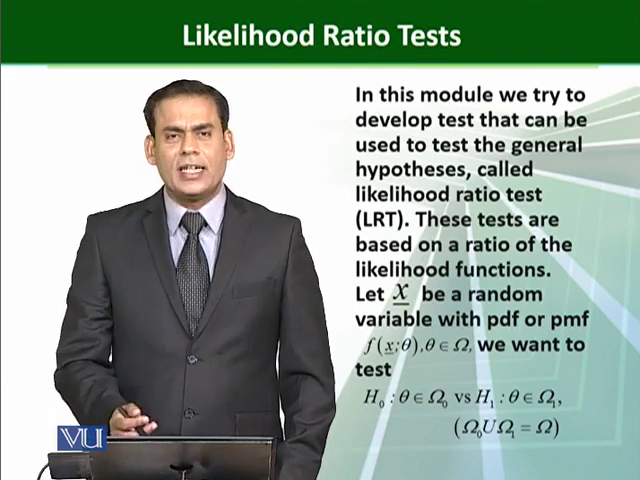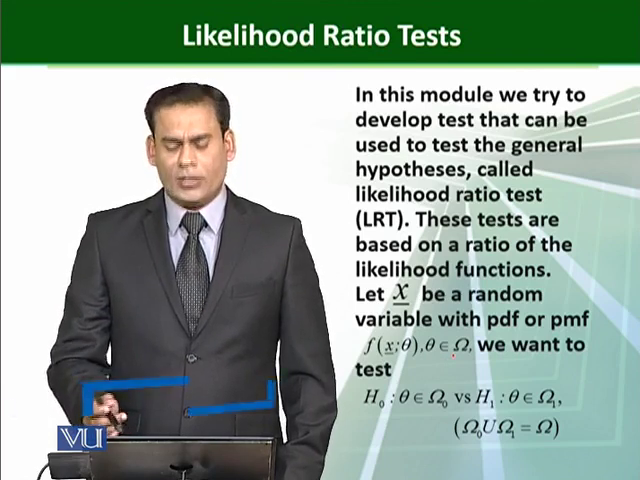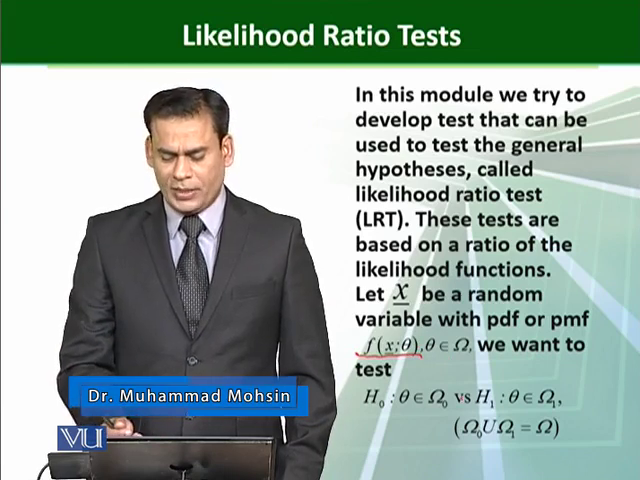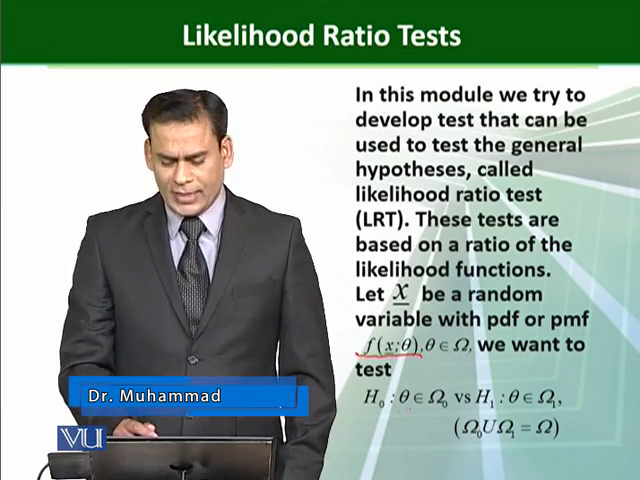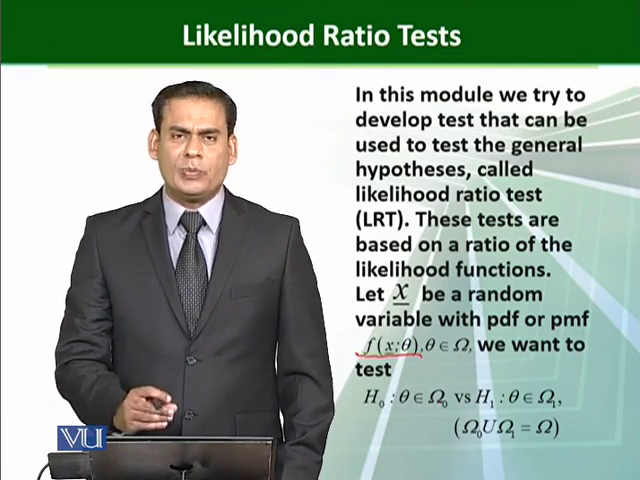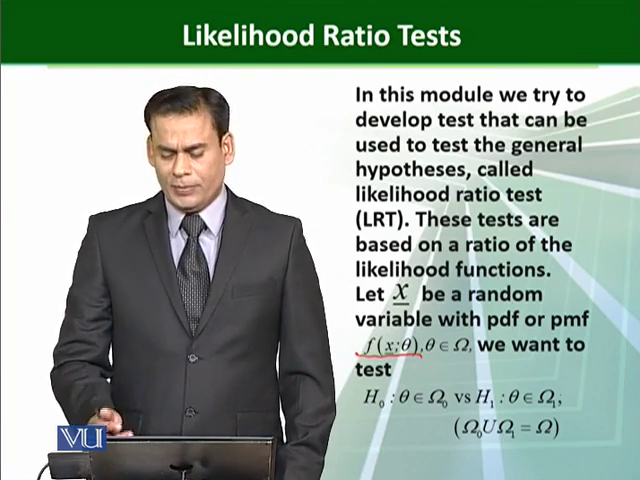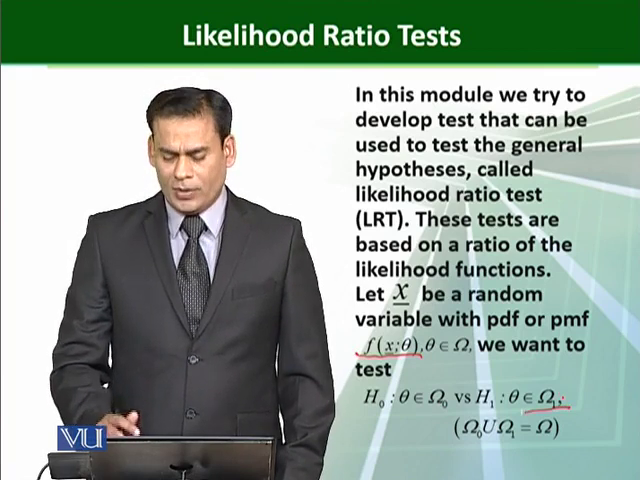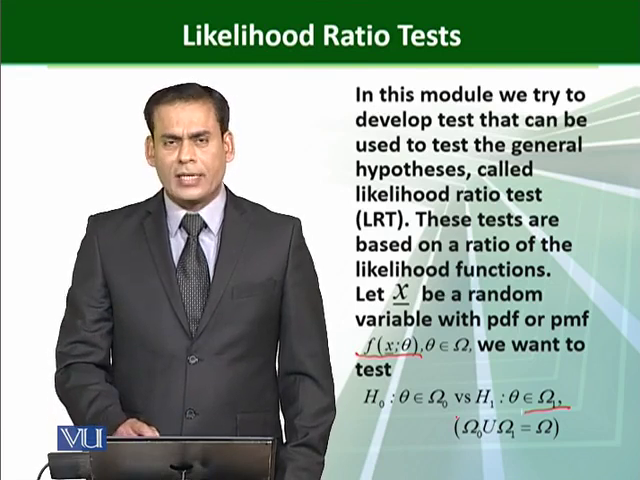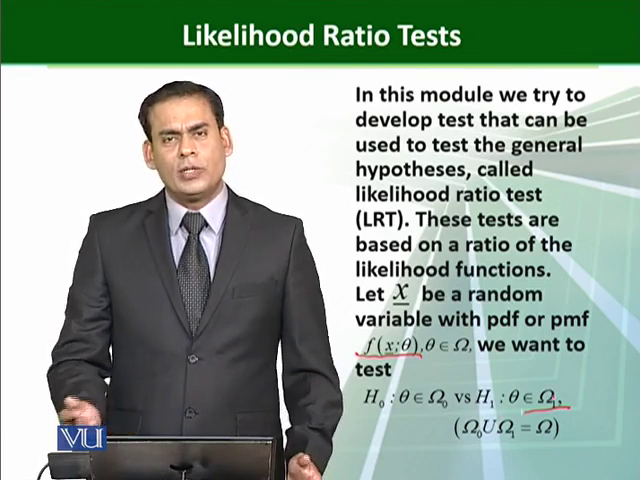Let x, which represents a vector, be a random variable with the probability density function or probability mass function f(x, theta), where theta belongs to the parameter space. We want to test H0: theta belongs to capital gamma naught, which is a subset of the parameter space, versus H1, the alternative hypothesis: theta belongs to capital gamma 1, which is another subset of the parameter space, where gamma naught union gamma 1 is equal to the parameter space.